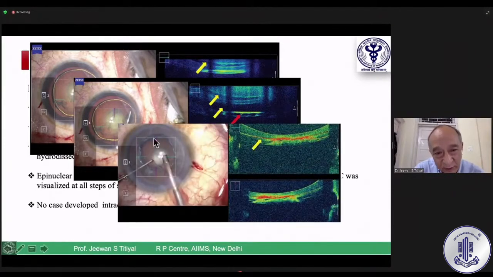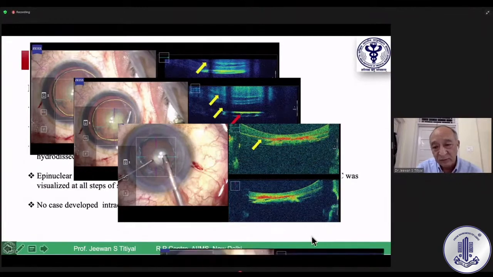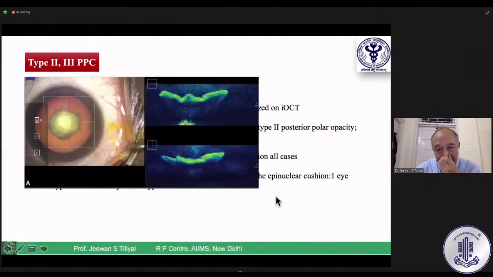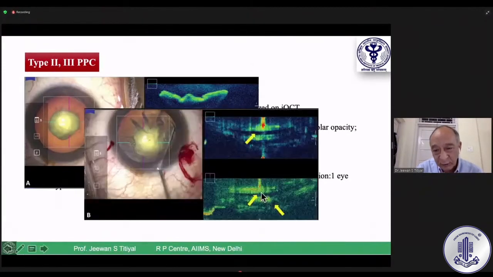This is after we remove the nucleus. You can see the epinucleus is still well intact, so this is a savior for the posterior capsule, and you can see the intact posterior capsule also. Type 2 and type 3, we don't do hydrodissection. So you can see we do delineation only.